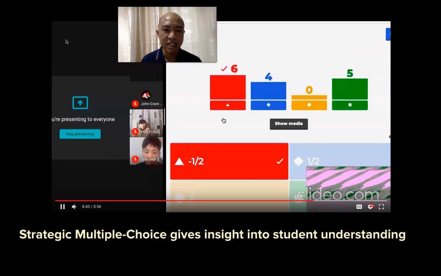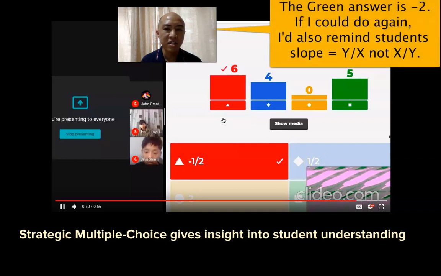So watch out for that negative. It looks like a lot of people put a positive number there. If the graph is going down, that means it's probably going to be a negative.